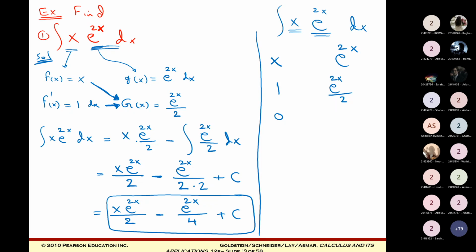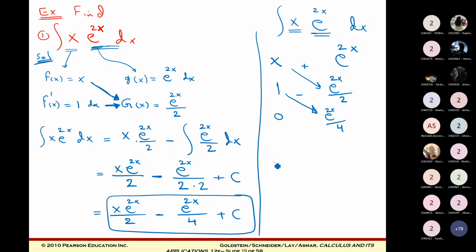Another integration: what's the integral of e to the power 2x over 2? This is equal to e to the power 2x over 4, and stop at 0. Now draw the line like this, from 1 to 2, from 2 to 3, and put positive, negative, positive, negative, and so on.